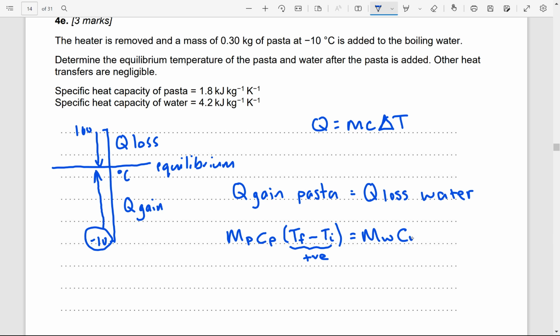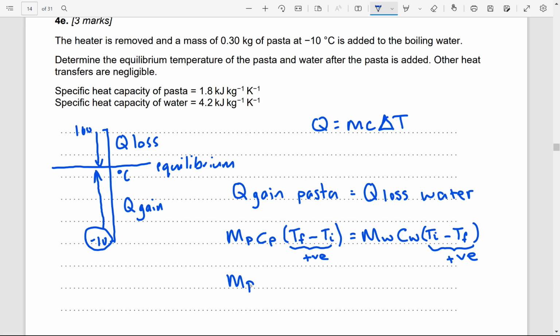And that equals the mass of the water times the specific heat capacity of the water multiplied by the change in temperature of water. And again, we want this to be positive. So we're going to start off with what we know is the biggest number. Keep these as terms for now. And then take away the final temperature.